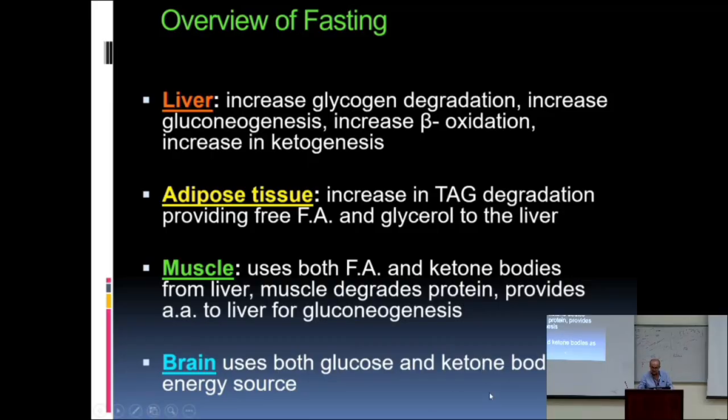The brain cannot use fatty acids at all because of the blood-brain barrier. Most fatty acids will not cross the blood-brain barrier, whereas ketone bodies can and glucose can.